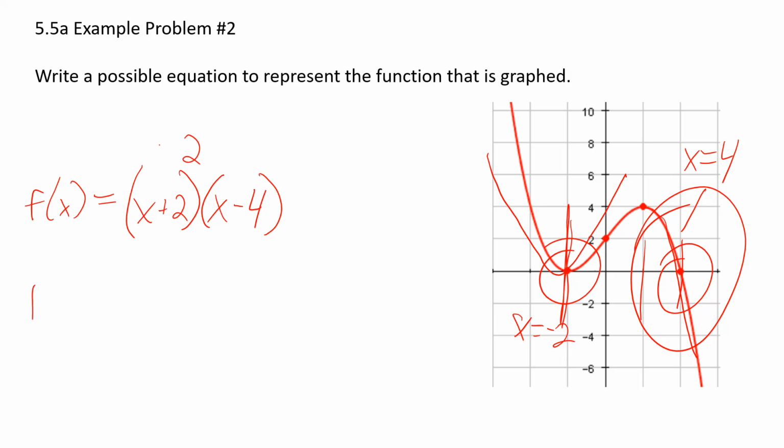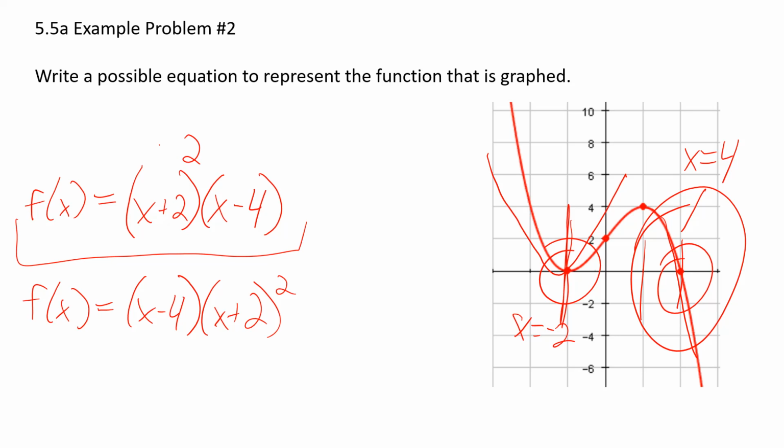If you wanted to, you could put it the other way now. Doesn't really matter. You could put the x minus 4 first. But you have to make sure that the squared goes with the x plus 2, okay? So either one of those is fine. Just depends on who writes the problem, which way is technically correct. But either one is fine. But I'll just take this guy because we always go from left to right. All right, so that was 5.5a.